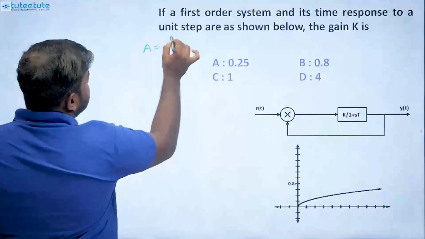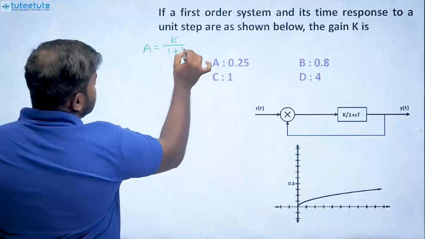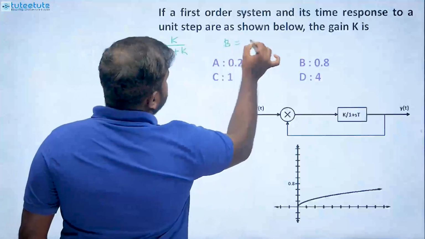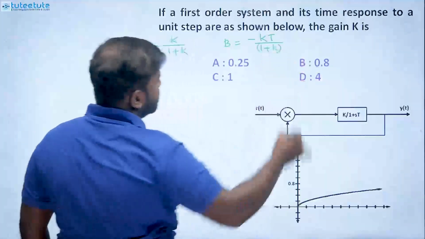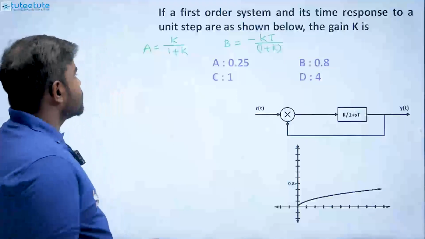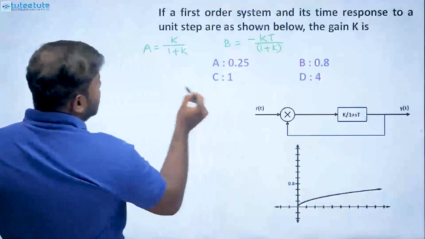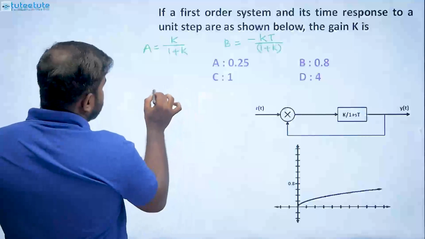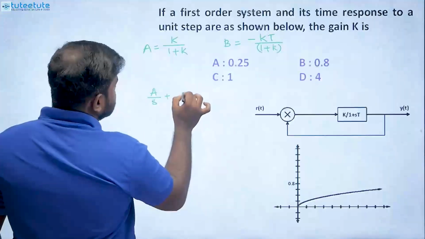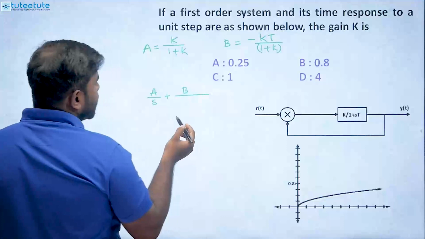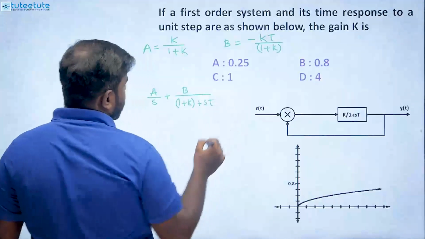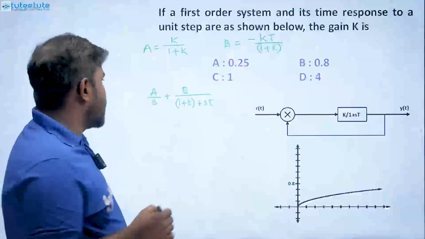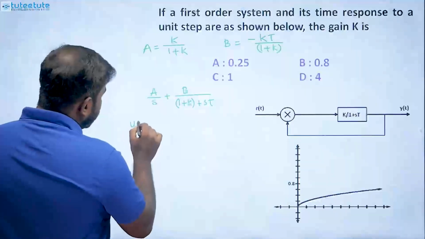A, I got k divided by 1 plus k. B, I got minus k tau divided by 1 plus k. Clear? So you will get A by s plus B by 1 plus k tau s. Okay, this was the case, and you can find y of t right now.